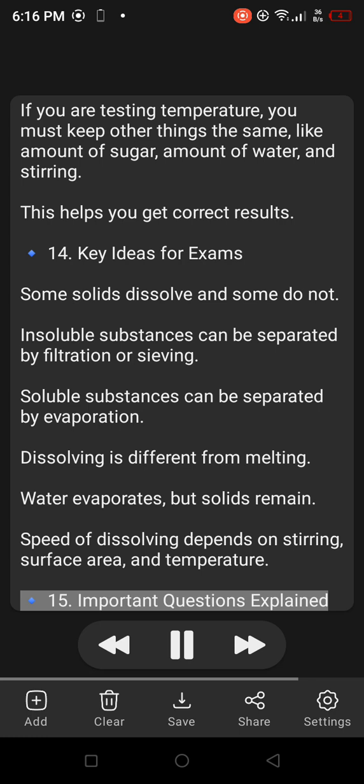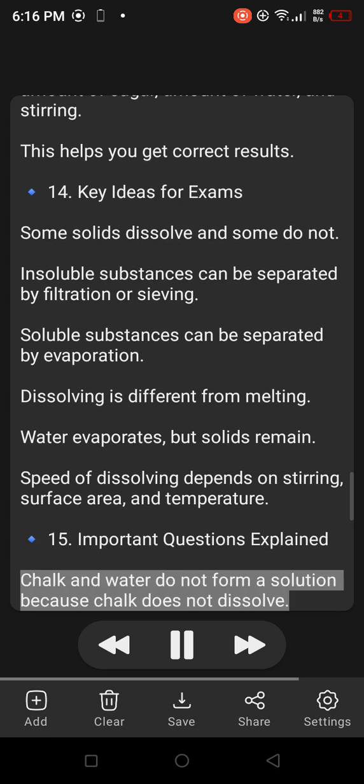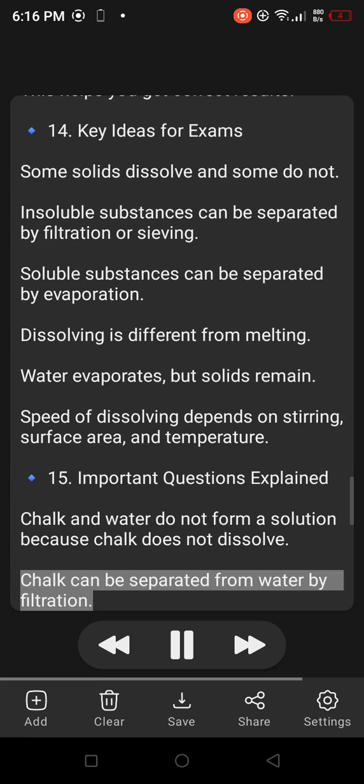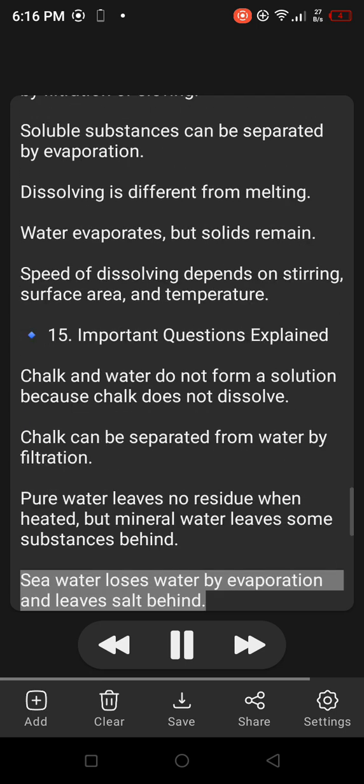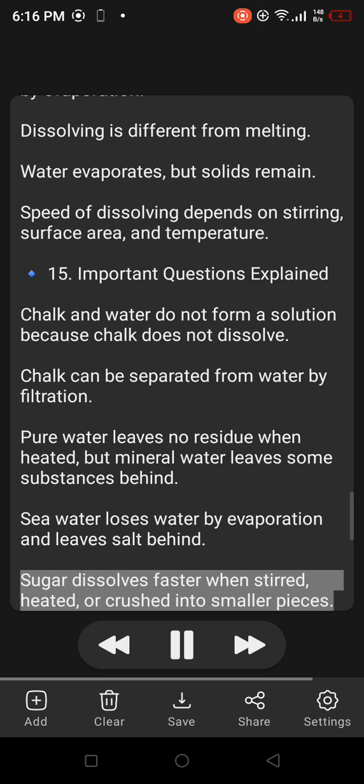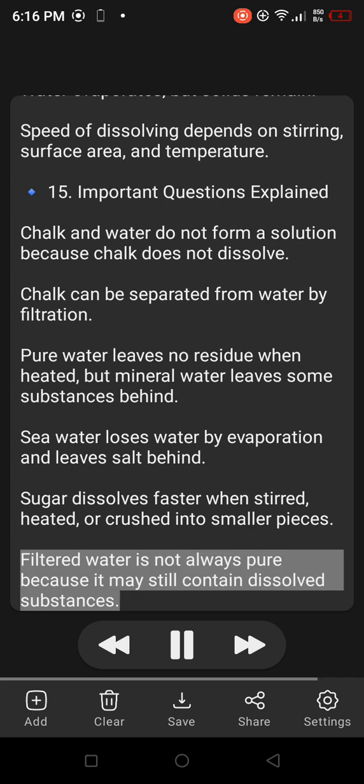15. Important questions explained. Chalk and water do not form a solution because chalk does not dissolve. Chalk can be separated from water by filtration. Pure water leaves no residue when heated, but mineral water leaves some substances behind. Seawater loses water by evaporation and leaves salt behind. Sugar dissolves faster when stirred, heated, or crushed into smaller pieces. Filtered water is not always pure because it may still contain dissolved substances.